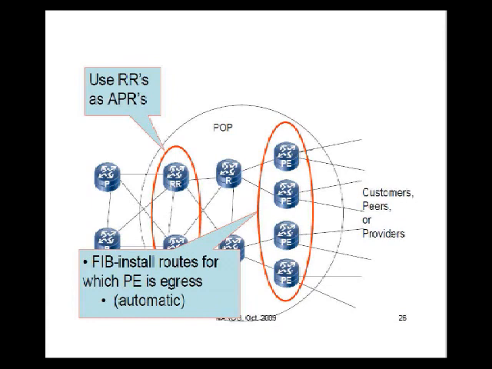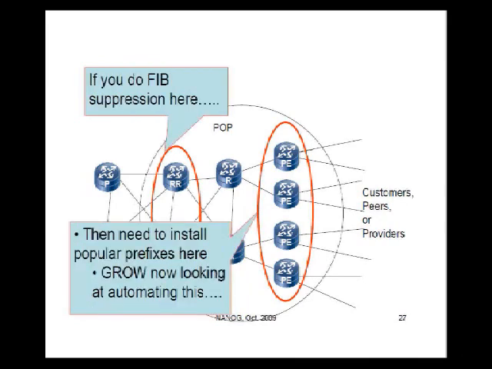You only FIB install routes for which that PE is an egress, and that prevents the PE from sort of tunneling the packet back to a route reflector, which just tunnels it back through the egress. So you save on some potential extra load and latency there, and that can be done automatically. That doesn't require new configuration. And if you're happy to run your route reflectors with full FIBs because they're modern routers, you can do that. And in that case, really all the packets in your network will be shortest path with what I just showed you. And so you don't need to deal with this notion of popular prefixes at all.